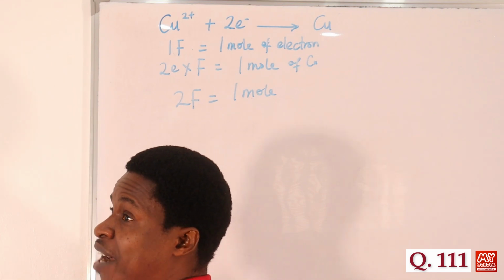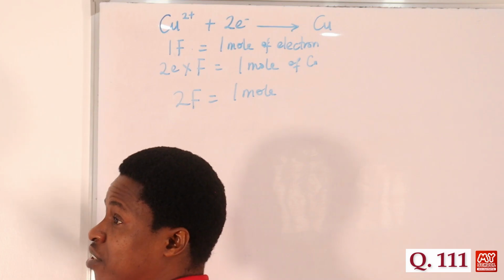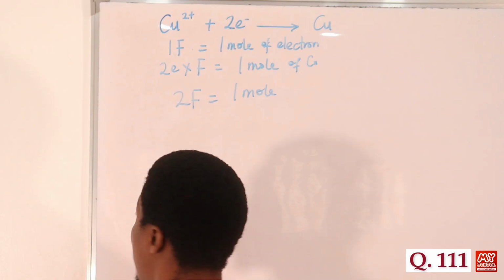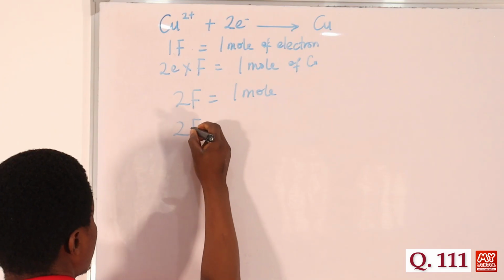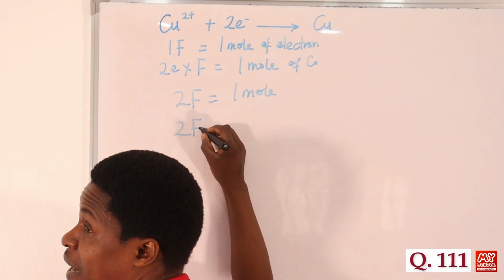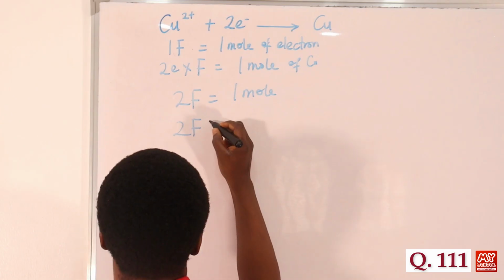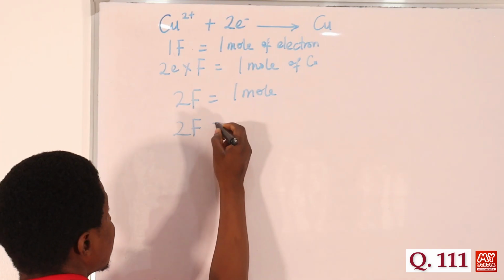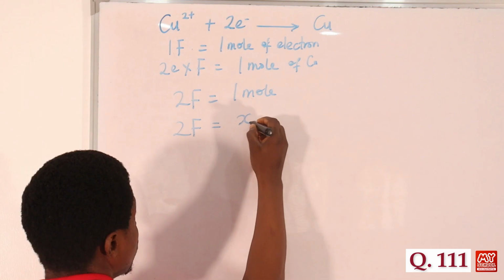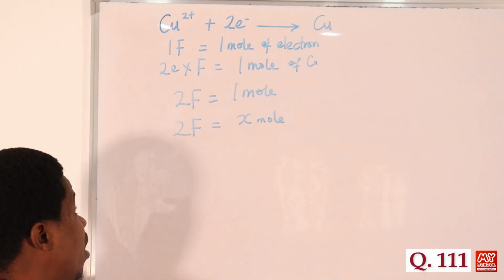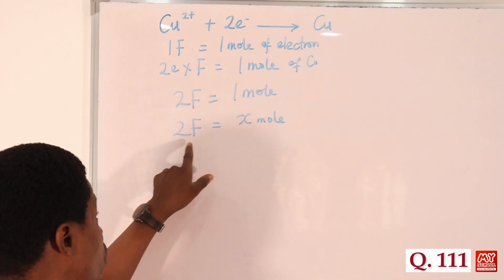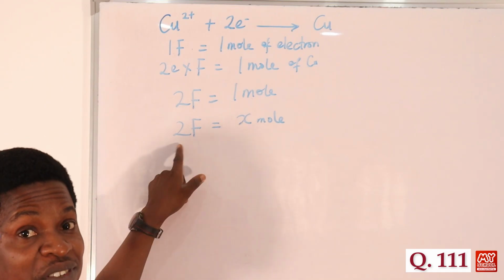But we are told to calculate the number of moles of copper that will be deposited if 2 Faraday of electricity is passed through the copper during the electrolysis. So we should find the number of moles, which is X mole. I think this does not need more stress. Already 2 Faraday gives us 1 mole. So 2F gives us X. It also means 2F will give us 1 mole.